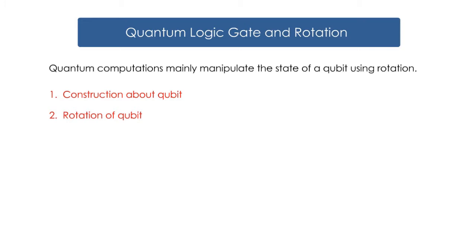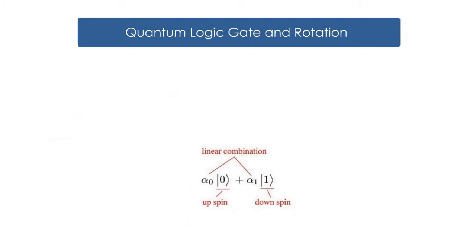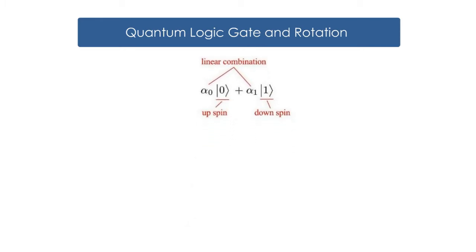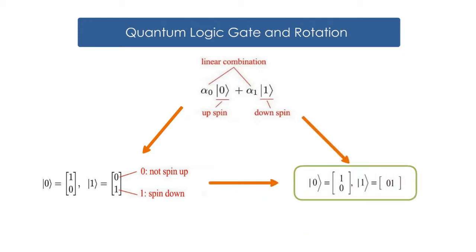When we say the spin of a particle is in a superposition of states, it simply means it is in a linear combination of up spin and down spin. Here is the equation in the Dirac notation. The up spin and down spin are the two orthogonal basis vectors that are encoded as follows. And it also has a dual form written as follows. This is the initial state.